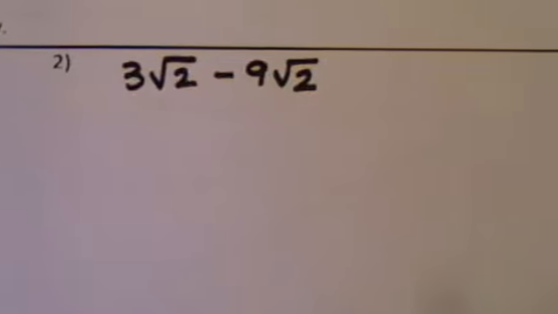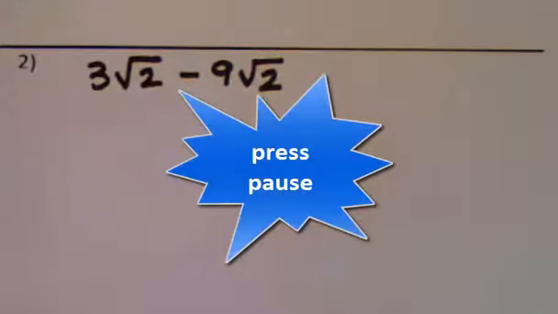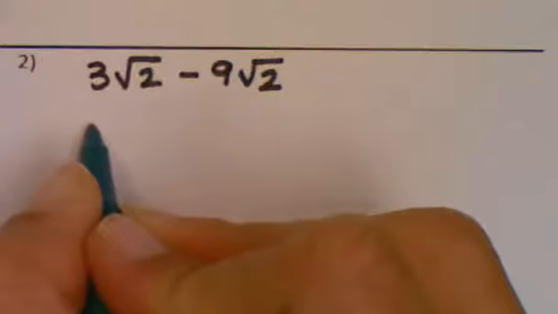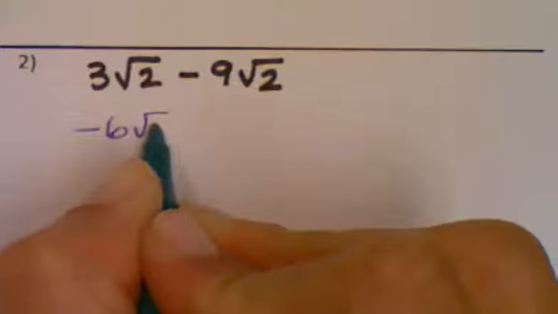On the next one, it's very similar. Go ahead and try it super fast. Just pause real quick, and then you can look at your final answer. So I'm doing 3 minus 9, which is going to be negative 6, and keep the root 2.